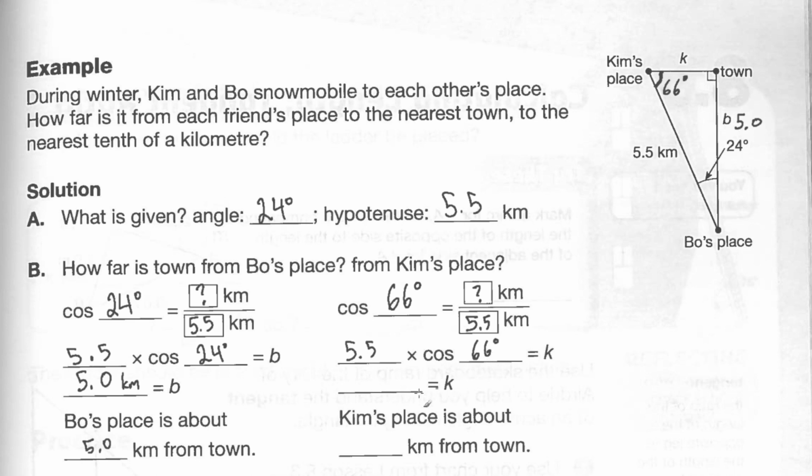And when you put that in, you find it to be 2.2. So Kim's place is about 2.2 kilometers from town. So now you have two ways to solve a triangle, or to find an unknown side of a triangle. As long as you know the hypotenuse, you can use either the sine ratio to find an opposite side, or a cosine ratio to find an adjacent side.